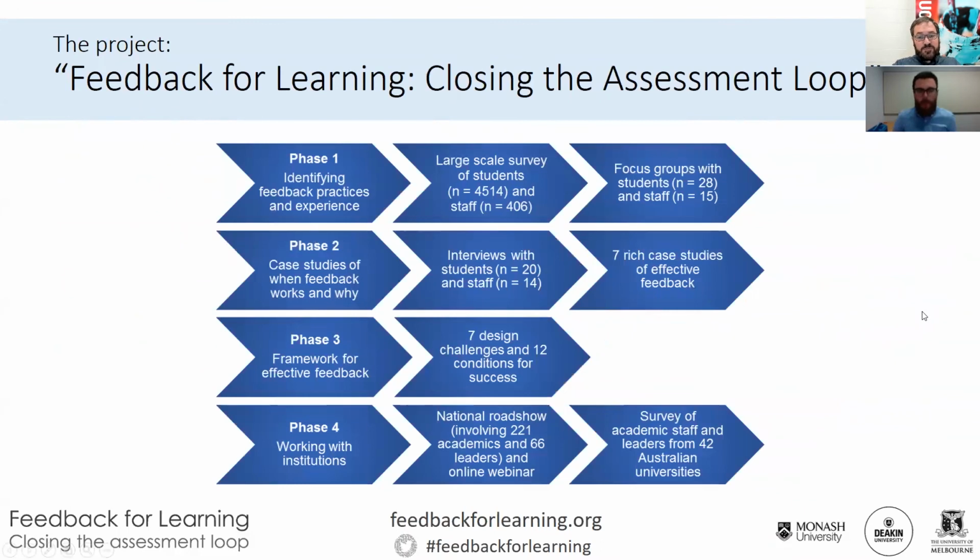So overall, we've had 4 phases. And to just give you a quick idea, phase 1 was really trying to identify, well, what's going on? We think that there are problems, but we thought maybe it's best for us to go out and have a look. So we did a large-scale survey of 4,500 students and 400 staff across 2 institutions in Australia. And we did some focus groups to try and get some more elaborated understandings of what we were seeing in the survey.